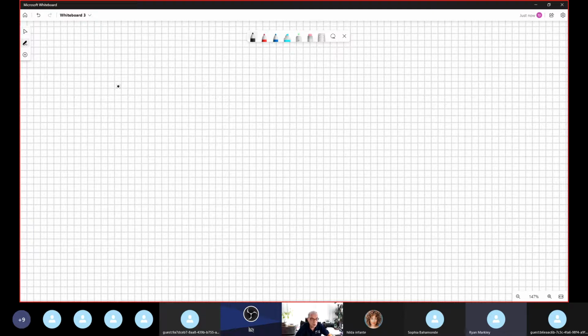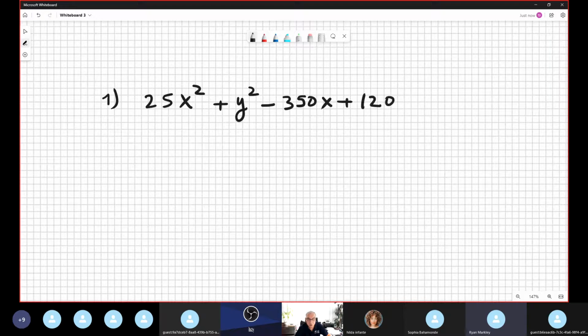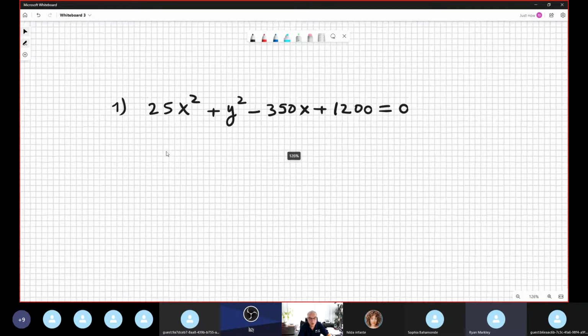Okay, so now in question 1, we have a conic section: 25x squared plus y squared minus 350x plus 1200 equal to 0. Now this is a crucial moment. Identification. I need to know my memory.